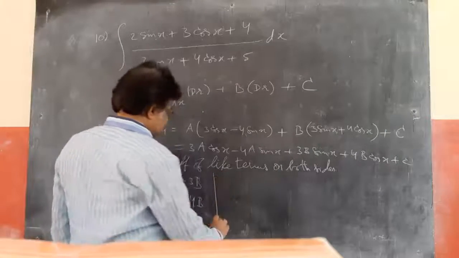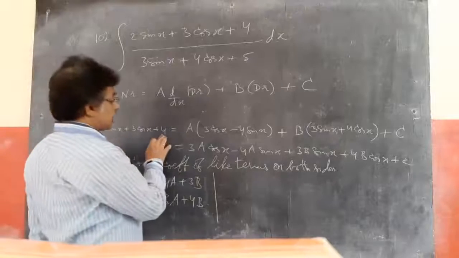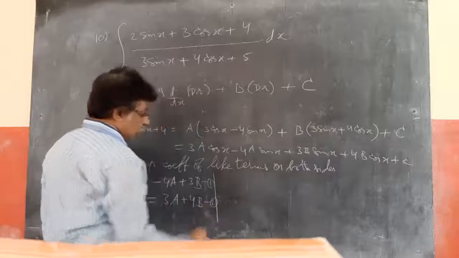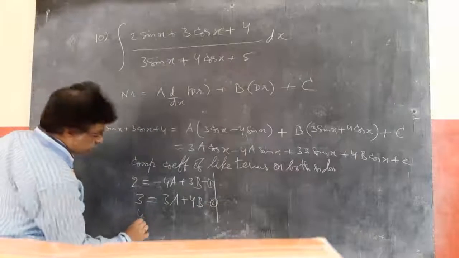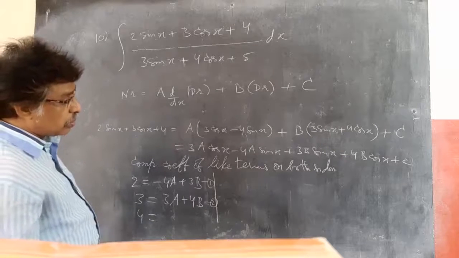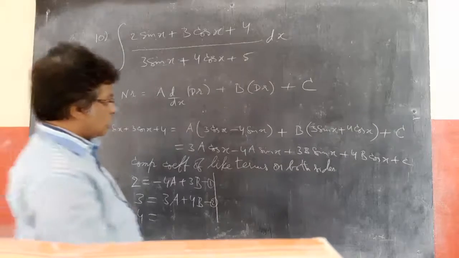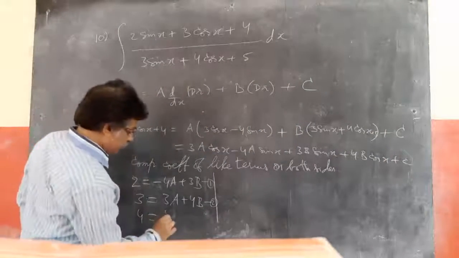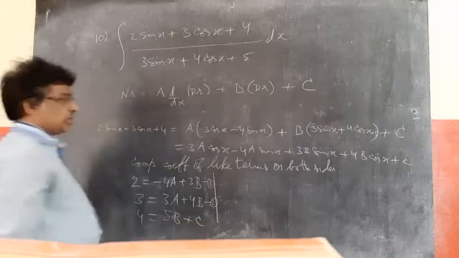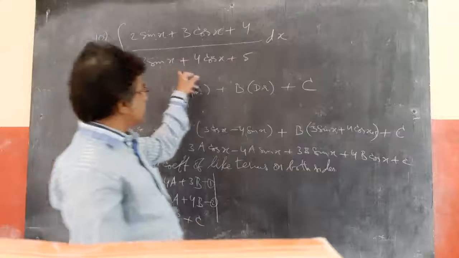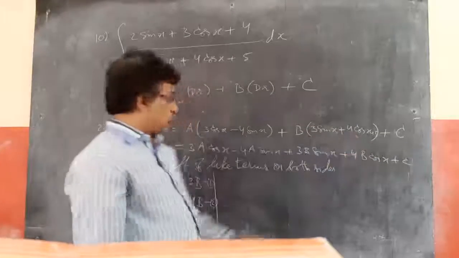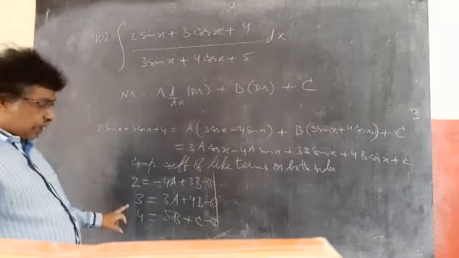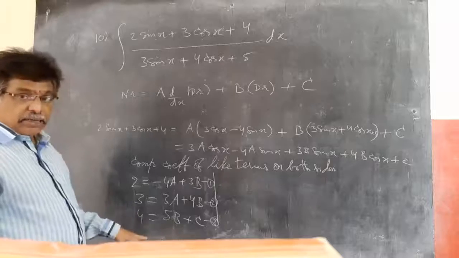Next, for the constant, compare the coefficient of the constant. This is equation 1, equation 2, and the constant terms: 4 is equal to, I forgot to write plus 5 here, 5b plus c, since the denominator is 3 sin x plus 4 cos x plus 5. So 5b plus c is equation 3. Now solve 1, 2, 3. First solve 1 and 2 and you will get a and b, then substitute in the third equation and you will get c.